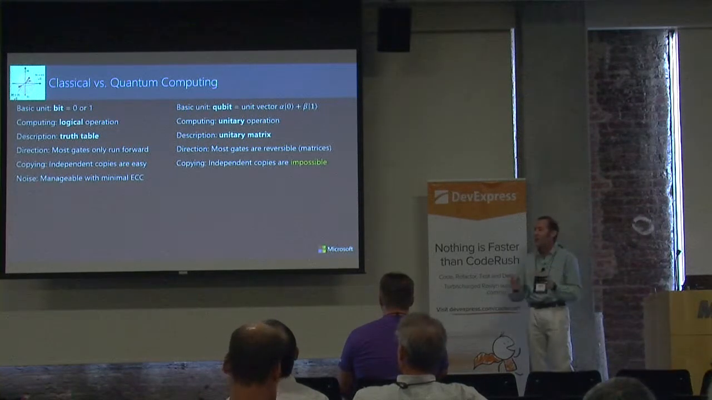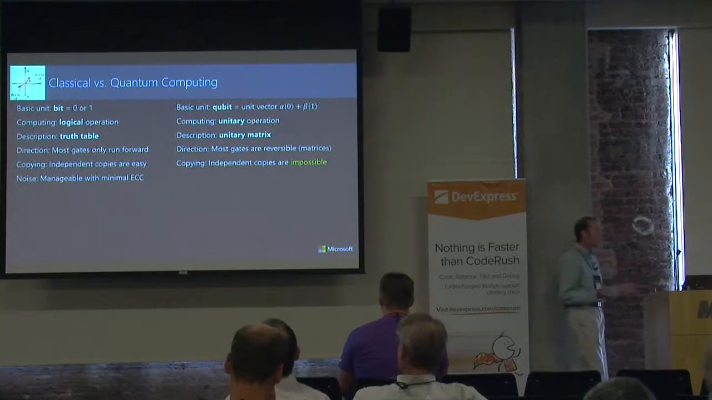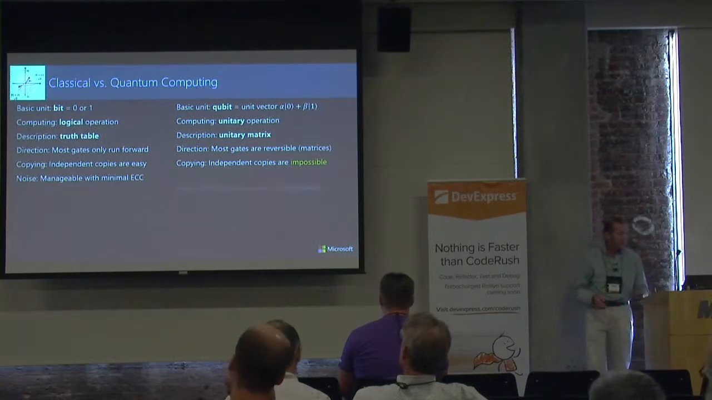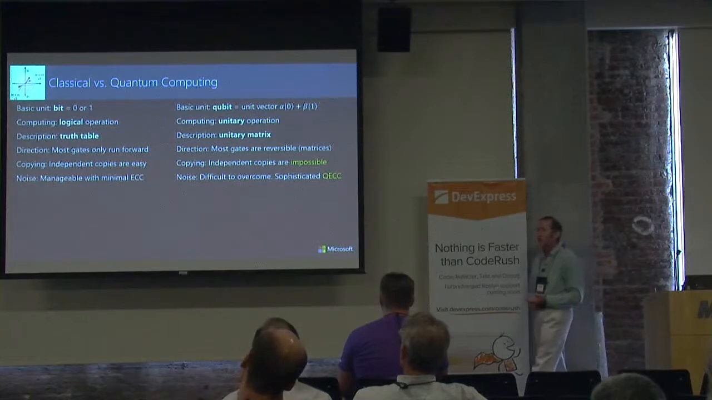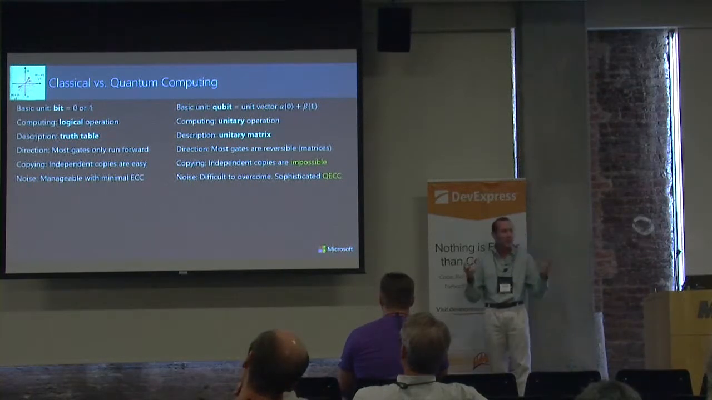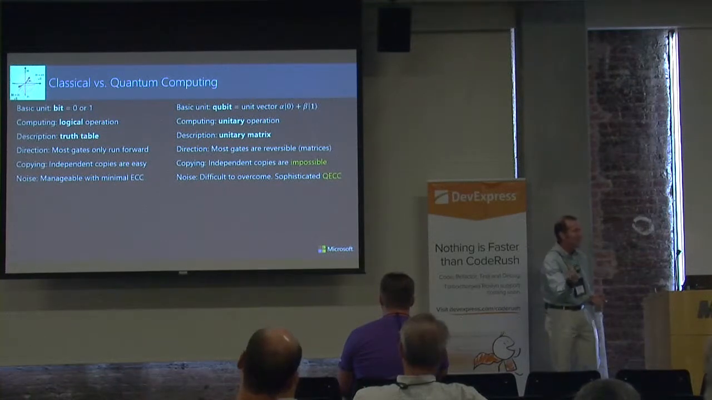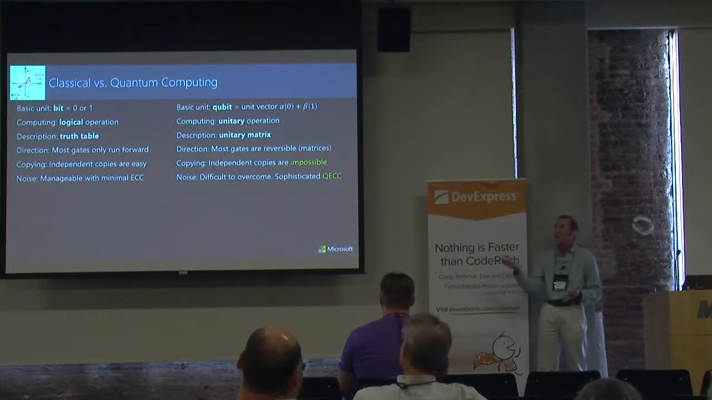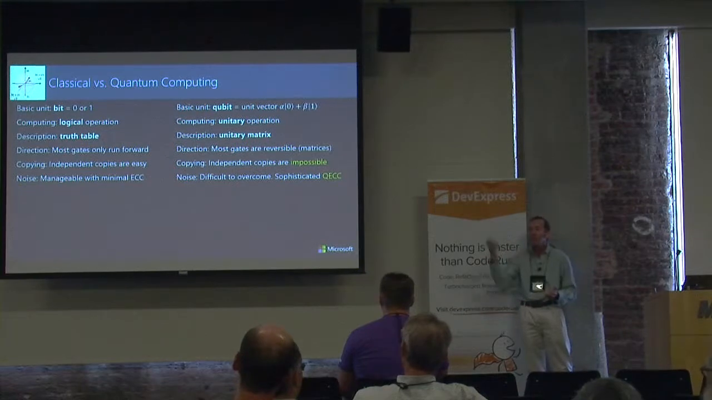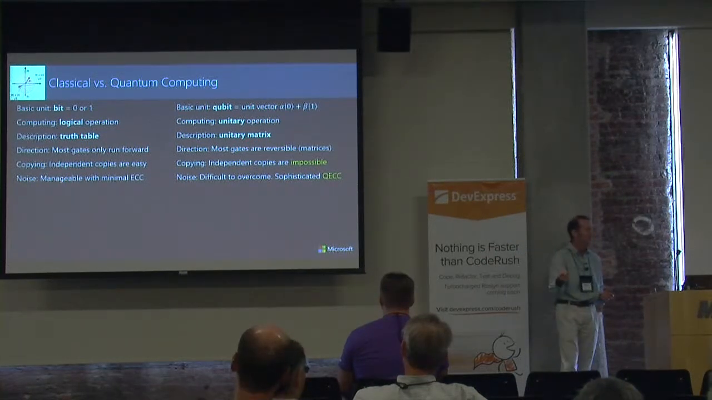Noise. We have error correction on all our chips. We know how to handle noise, know how to design for it. Quantum, it's very difficult to overcome. Noise means something in the universe interacted with my qubit. That's noise, a particle. This is Schrodinger's cat. The observation doesn't mean a human looked at it. It means anything in the universe interacted with it.